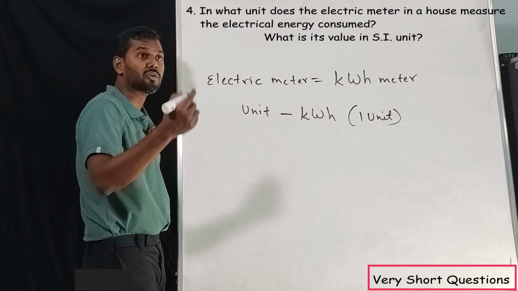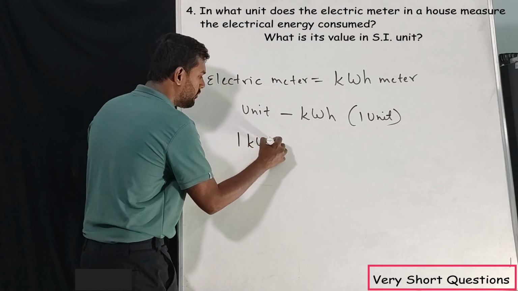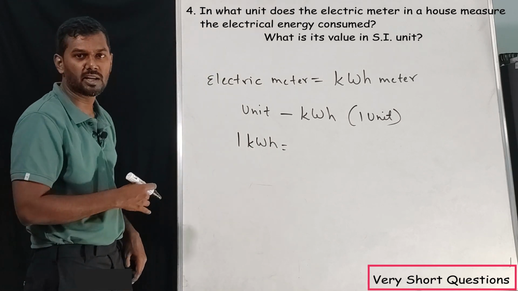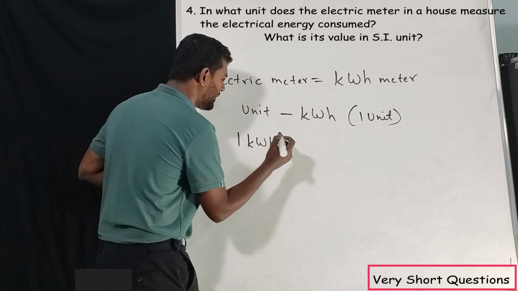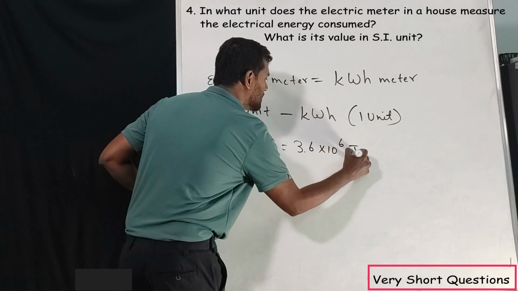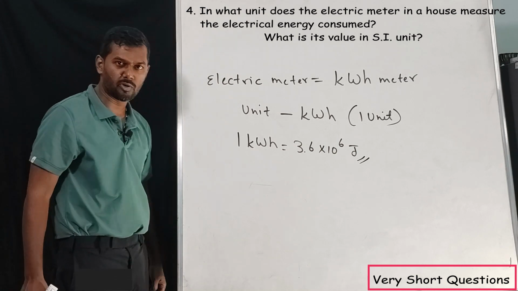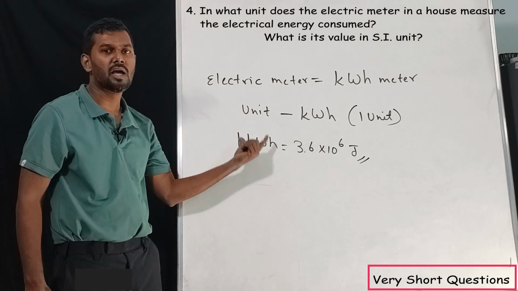Now we have to convert this into SI unit. 1 kilowatt hour, this we have learnt in the current electricity concept itself, correct? So 1 kilowatt hour is equal to 3.6 into 10 power 6 joules. This is the SI unit of energy consumption, and this is the unit we are using in our houses.